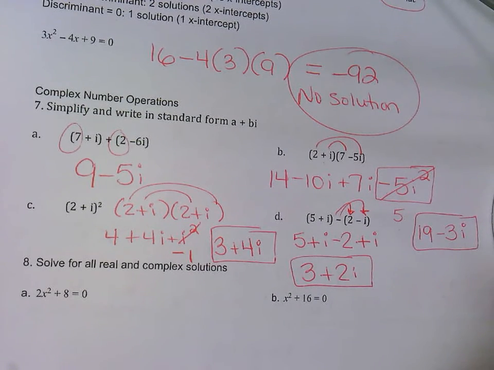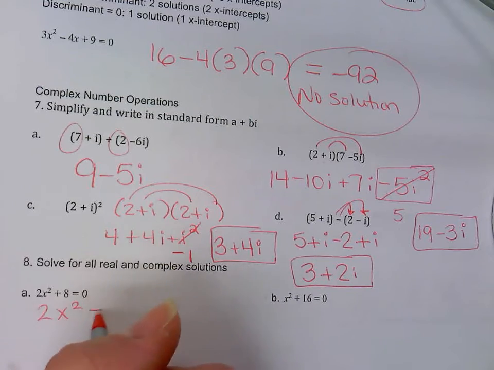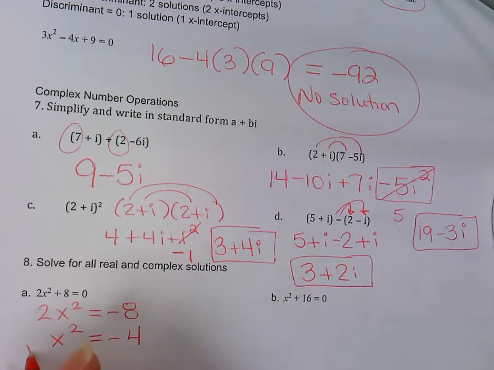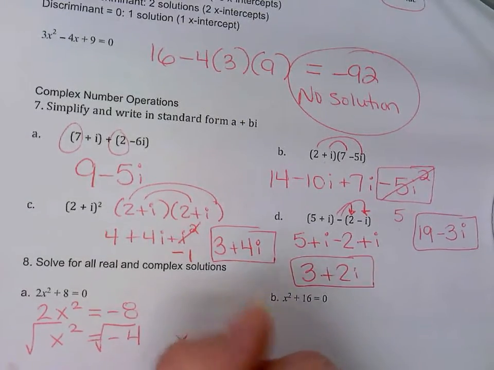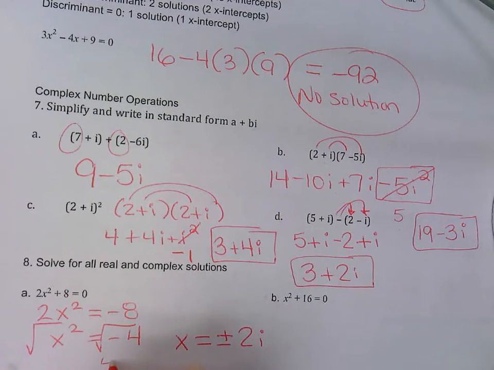In number 8, solving for real and complex solutions, that's just using square roots. But this time when we get to the roadblock of the negative number, so subtract 8, divide by 2, you're going to take the square root and continue on to get an answer. So in this case, x is equal to plus or minus 2i. So I'm really breaking this up into the square root of 4 and the square root of negative 1. And the square root of negative 1 is i. So I can write it this way.